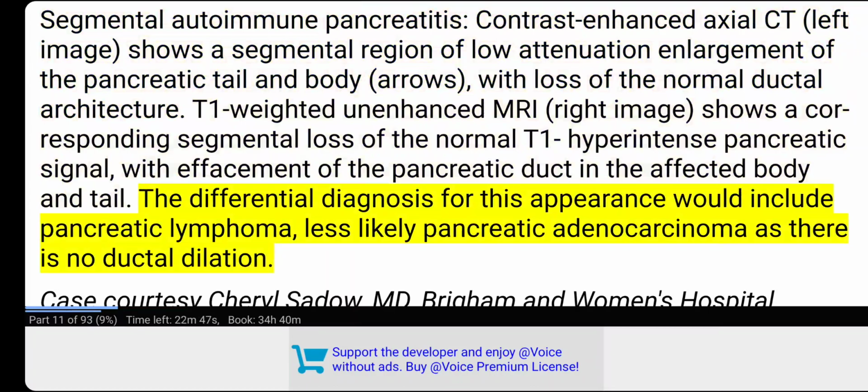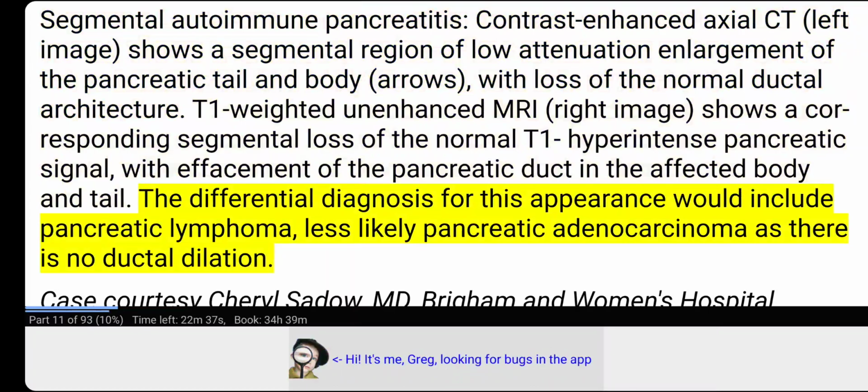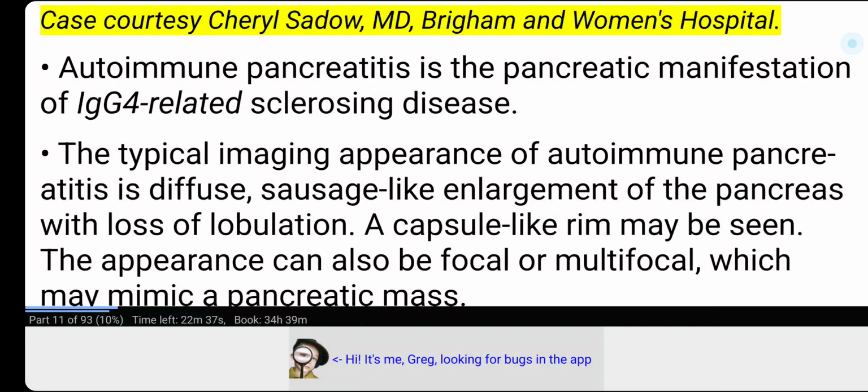The differential diagnosis for this appearance would include pancreatic lymphoma, less likely pancreatic adenocarcinoma as there is no ductal dilation. Case courtesy Cheryl Sado, MD, Brigham and Women's Hospital.